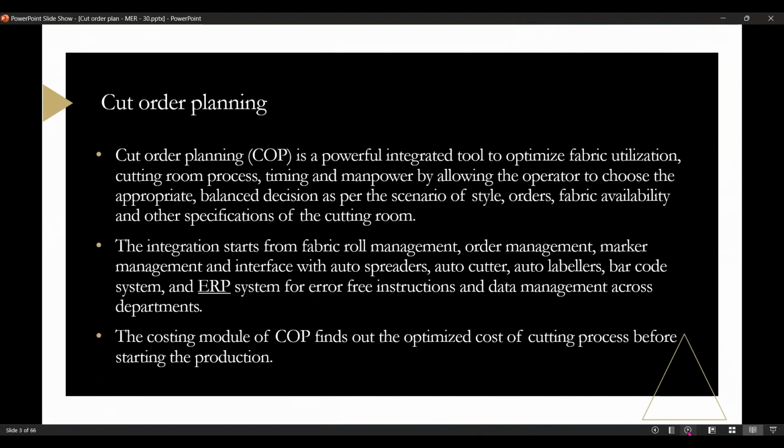The integration starts from fabric roll management, order management, marker management, and interface with auto spreaders, auto cutter, auto labeller, barcode system, and ERP system for error-free instructions and data management across departments. The costing module of COP finds out the optimized cost of cutting process before starting the production.